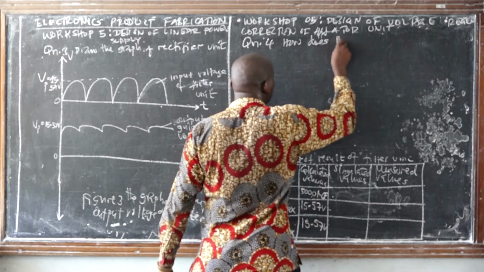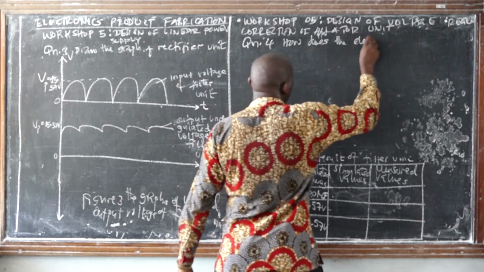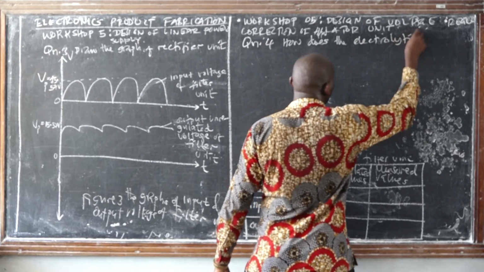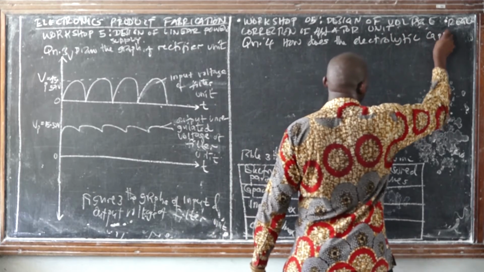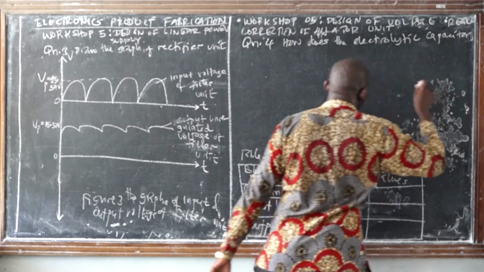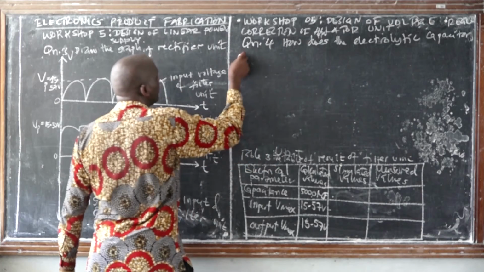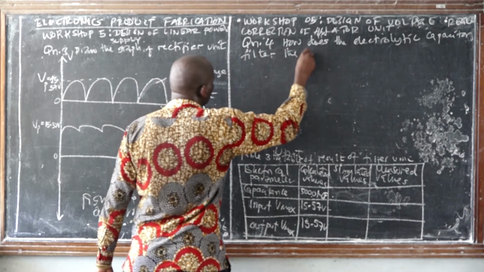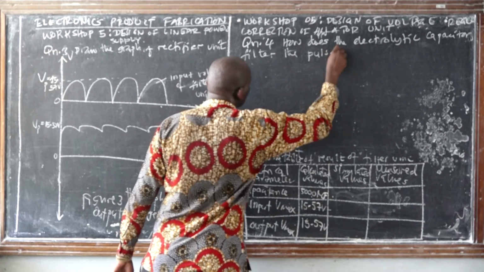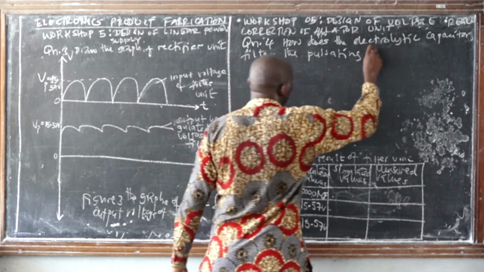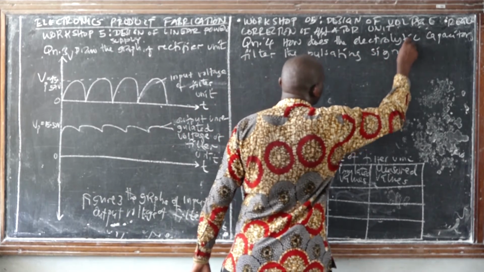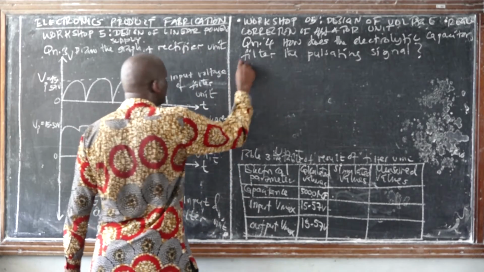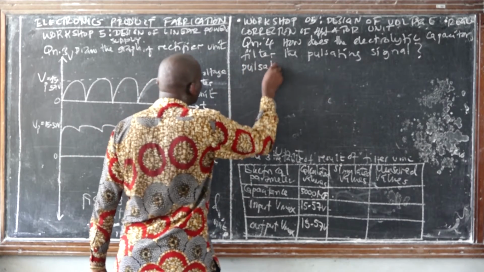How does the electrolytic capacitor filter the pulsating signal? Why should we ask ourselves these questions? Very important, because we said pulsating signal. Class, a pulsating signal.